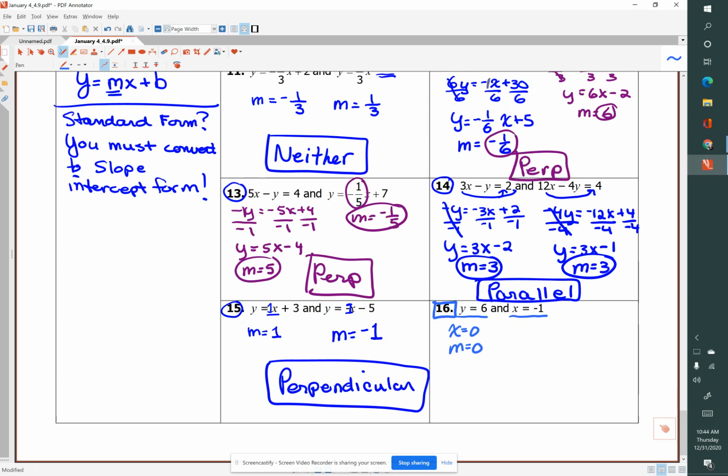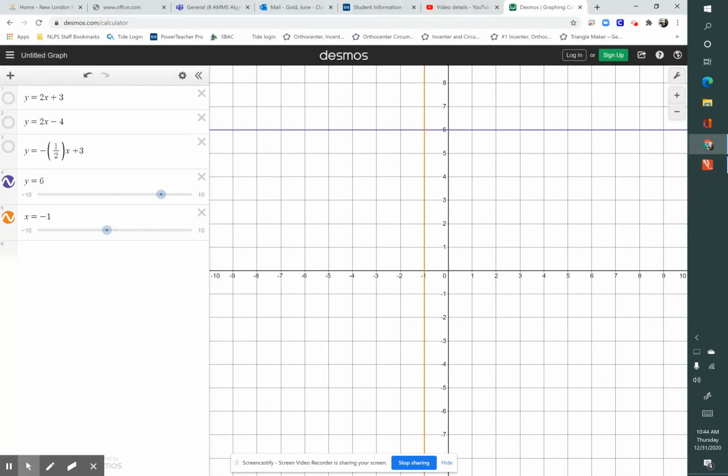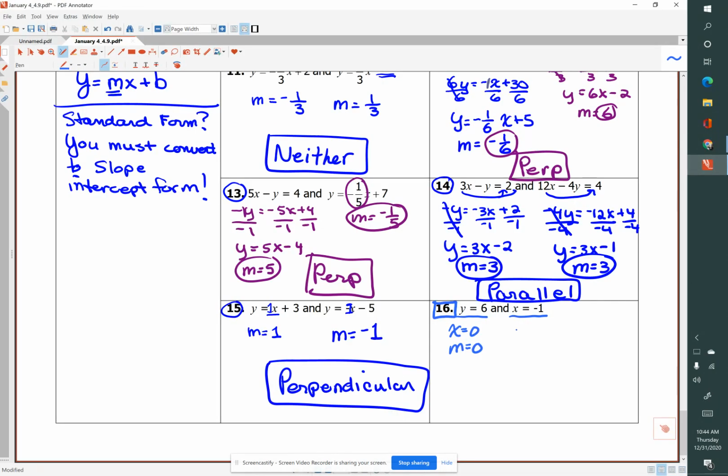Now let's look at x equals negative 1. And x equals negative 1 is this orange line here. Okay, there's no y value. This orange line is a vertical line. A vertical line is undefined. So we have no y value. We have 0 in the denominator. So the slope on x equals negative 1 is undefined. If we have a 0 and an undefined slope, those lines are perpendicular.